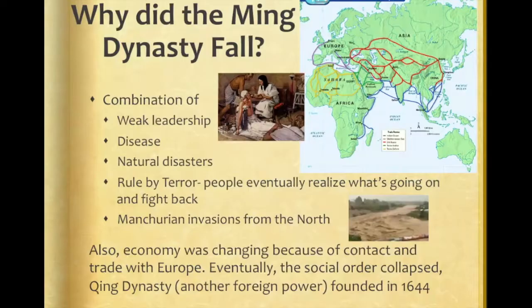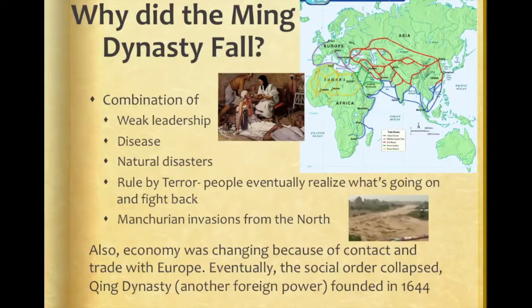With a combination of weak leadership, we've seen that before, poor sons not being great leaders, in addition to disease and natural disasters, flooding and earthquakes. And also, at some point, they started to rule by terror. They were scaring people into following directions, and that doesn't make people too happy. And as well, the main invasion from the north, the Manchurian invasion, was also a problem.